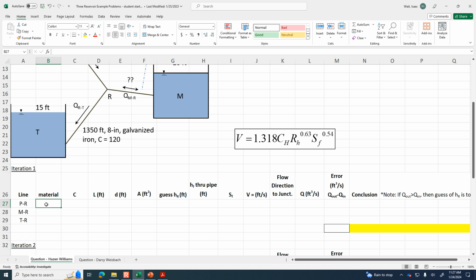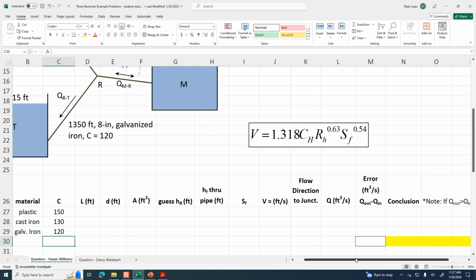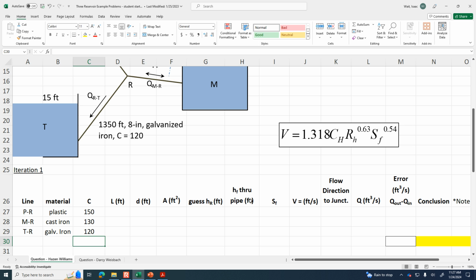Okay, PR is plastic. MR is cast iron. And TR is galvanized iron. Okay, and the C values are given for each of those. For the plastic, that's 150. Cast iron is 130. And galvanized iron is 120. Let me zoom in a little bit just to make sure that that's a little bit easier to see. Can you see that in the back row? Yeah? Okay, good.